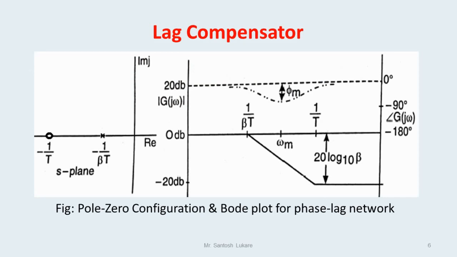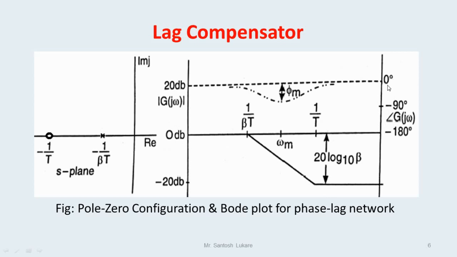The figure shows the pole zero configuration and the Bode plot for the phase lag network. In the figure it is observed that the pole is nearer to the origin and the zero is farther away from the origin. So, this is the pole zero diagram for the lag compensator, and the right hand side of the figure indicates the magnitude and phase plot, which is plotted with respect to frequency, ranging from some small value to a high value.